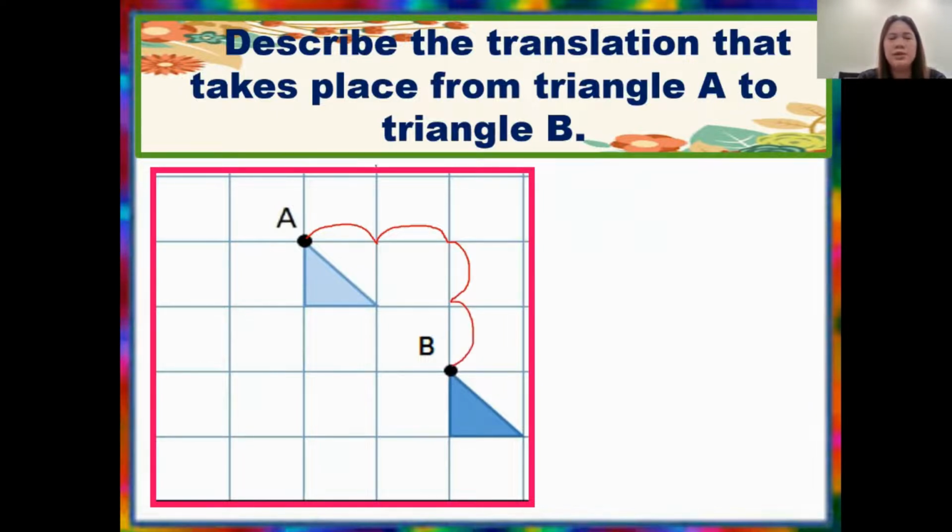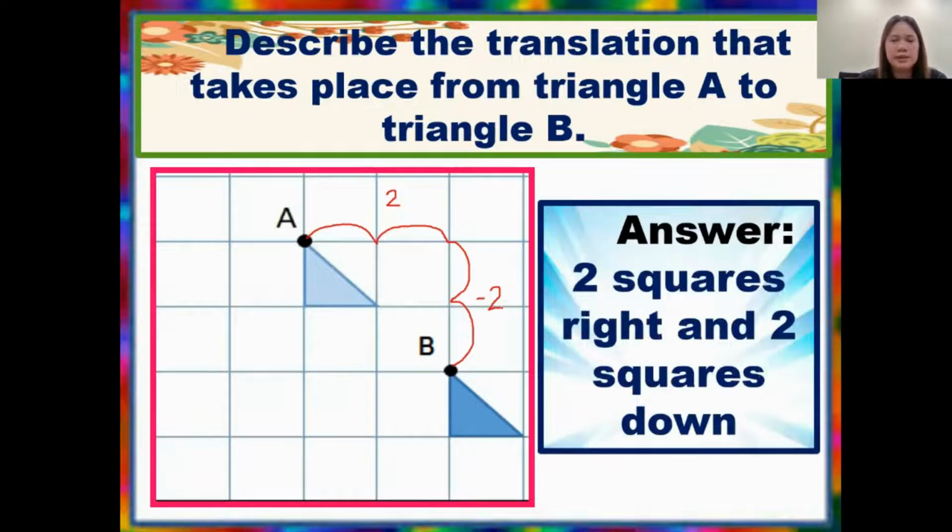1, 2. And when you are moving to the right, it means it's positive 2. And when you are moving down, it means negative 2. Okay, because you can write it also as vectors. But for now, we will be using only moving to the right, how many squares or how many steps, and then moving up or down, it depends on. So we have 2 squares right and 2 squares down, or 2 right and 2 down.